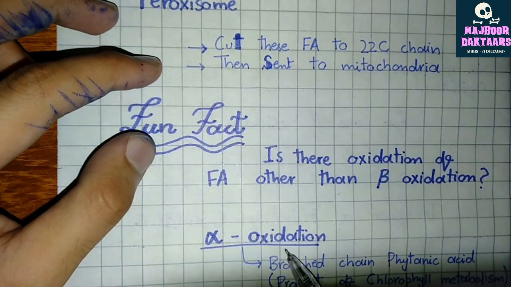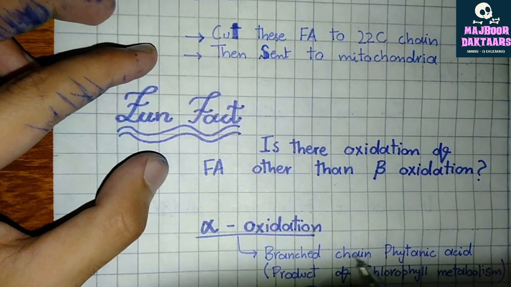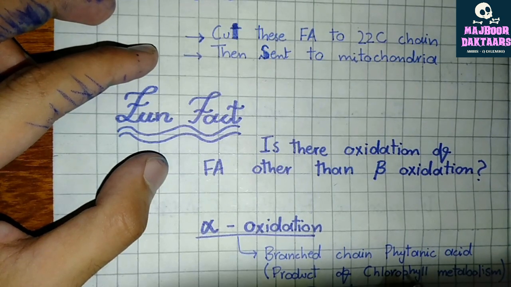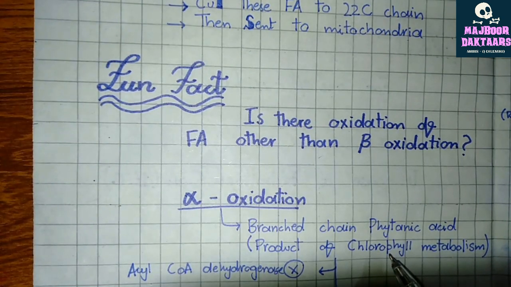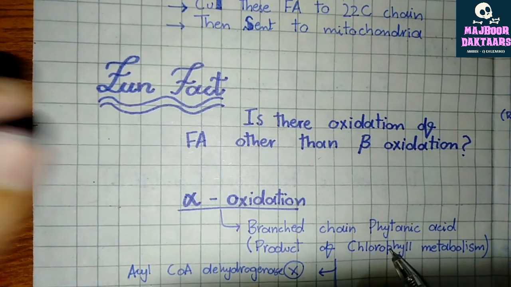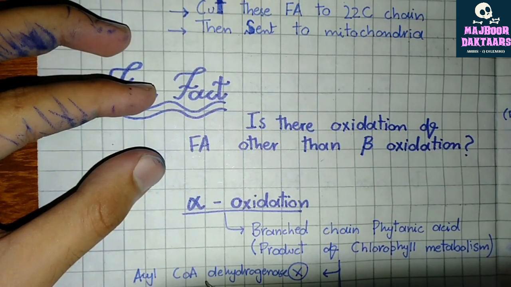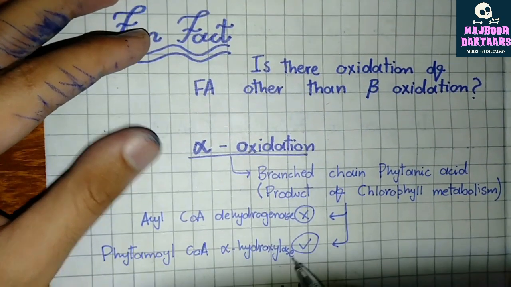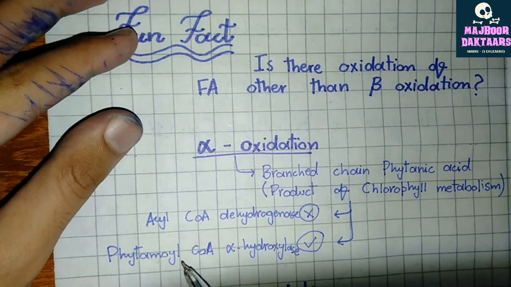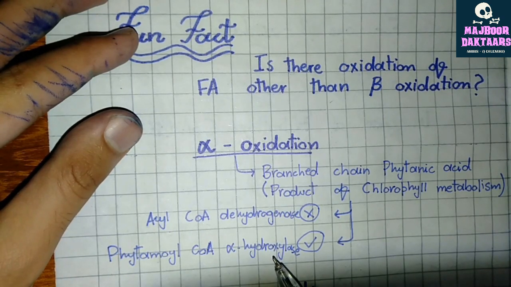Now talking about the alpha oxidation, it occurs for branch chain phytanic acid, which is a product of chlorophyll metabolism. Now a catch here, why this alpha oxidation of this fatty acid occurs is that its oxidation by acyl-CoA dehydrogenase cannot occur because this enzyme is not suitable for it. In place, an enzyme called the phytanoyl-CoA alpha hydroxylase acts upon it and oxidizes its alpha carbon instead of the beta carbon. So it is the alpha oxidation.